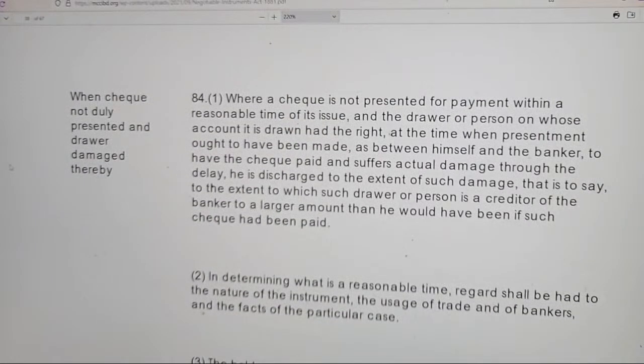When checks not duly presented and drawer damaged thereby. 84. Where a check is not presented for payment within a reasonable time of its issue, and the drawer or person on whose account it is drawn had the right at the time when presentment ought to have been made, as between himself and the banker, to have the check paid, and suffers actual damages through the delay, he is discharged to the extent of such damages, that is to say, to the extent to which such drawer or person is a creditor of the banker to a larger amount than he would have been if such check had been paid.